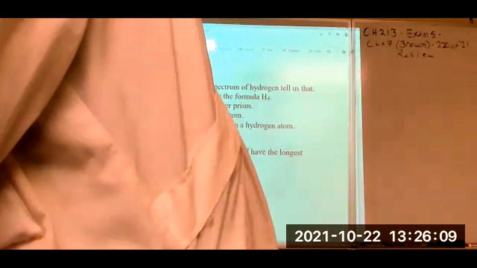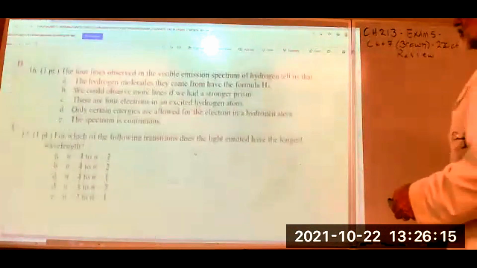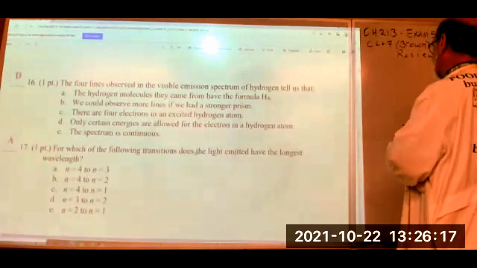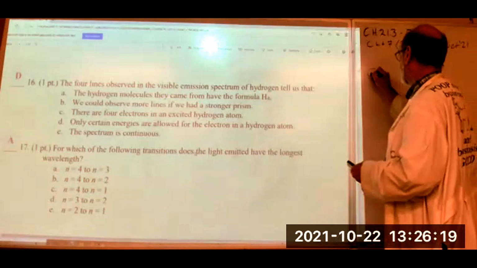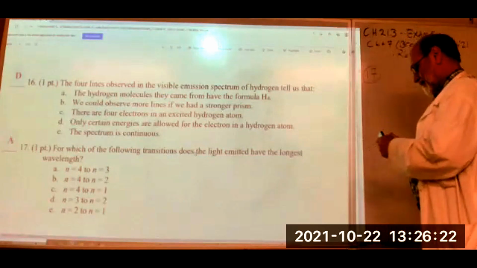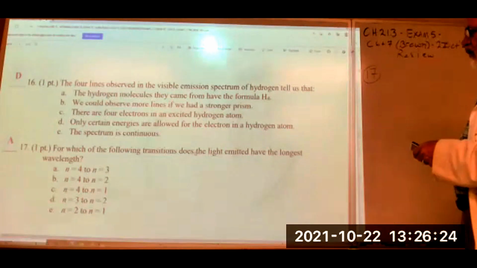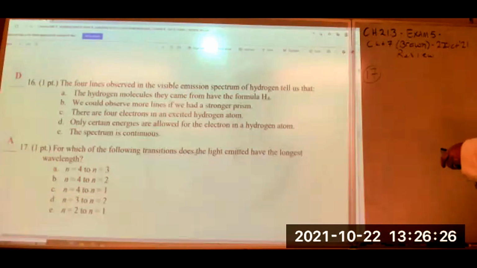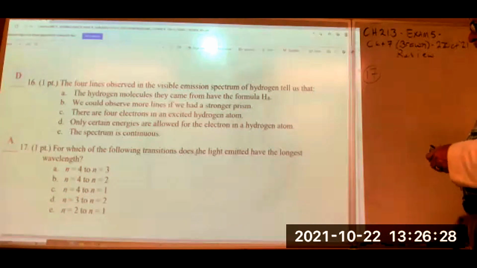Okay. Let's see. 17. Oops, I skipped. There we go. 17. For which of the following transitions does the light emitted have the longest wavelength?